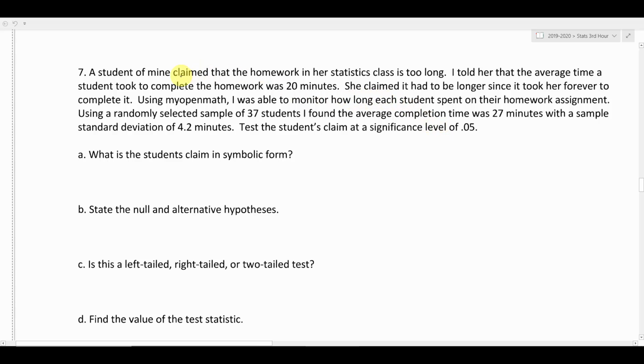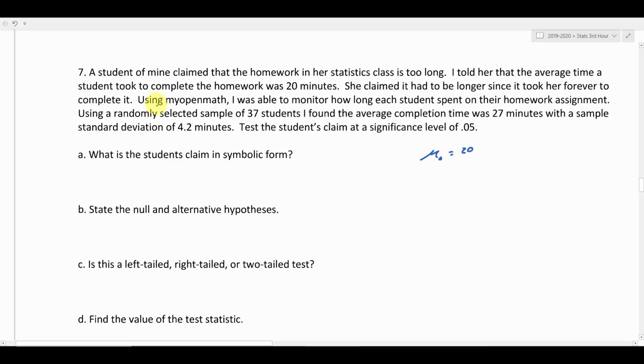All right, so let's go through here. So I told her the average time to complete the homework was 20 minutes. So this would be the assumed average amount of time. So this would be what we would refer to as mu with a little naught, or the assumed population mean. So we're going to say that is 20. The next thing she said, she claimed it was going to be longer since it took her forever. That's going to help us with our null and alternate hypothesis. Okay, so we'll write that down in just a little bit.